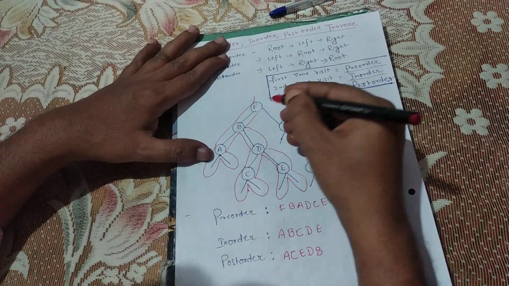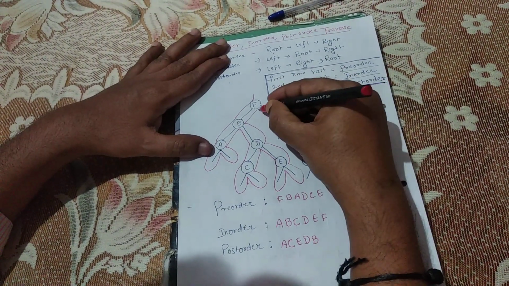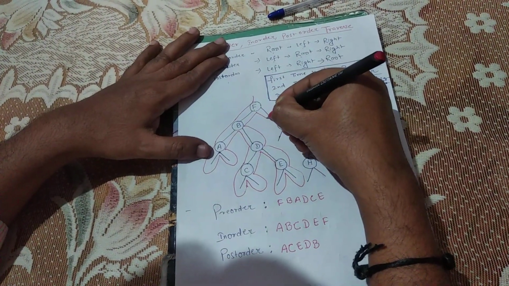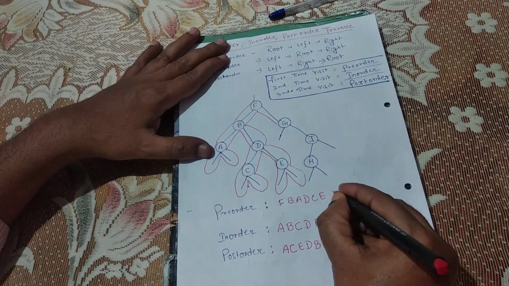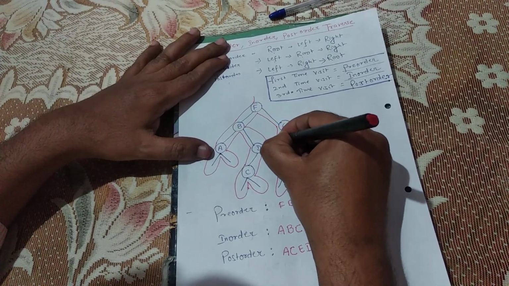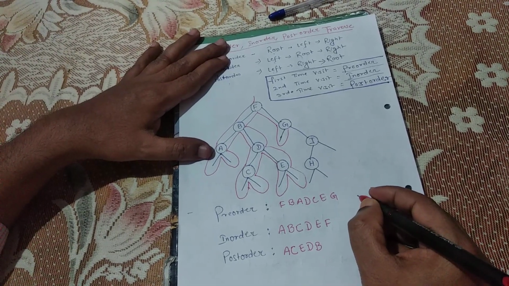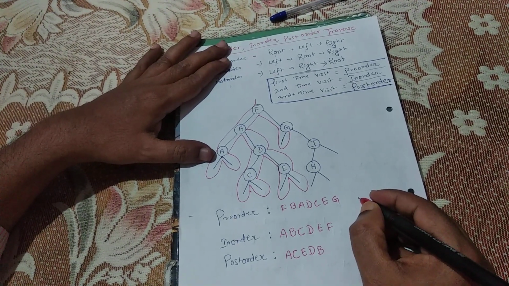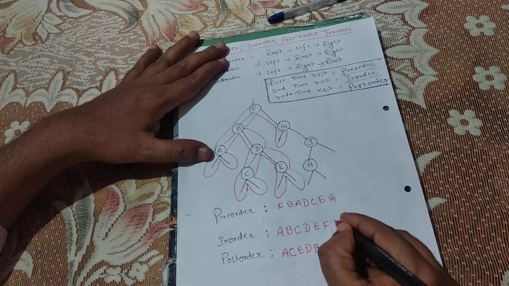Again F will be visited the second time, so right here F. Again G has to be visited the first time, so write in pre-order. Now again G has to be visited here the second time, so right here G.